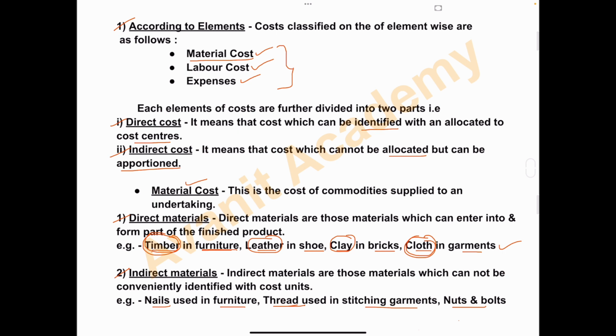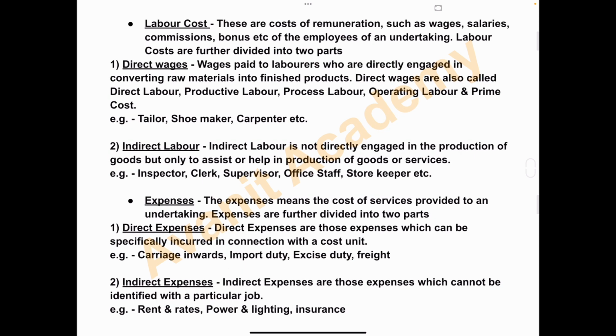Okay, understood the meaning of direct material, indirect material. Direct materials are those materials which can enter into and form a part of the finished product. And indirect materials are those materials which cannot be conveniently identified with cost units. Second one, that is labor cost.